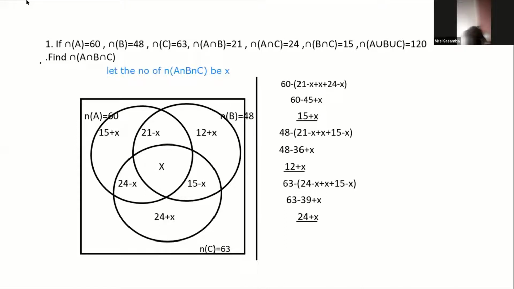Then you also move to the other extreme right, the other intersection, the one which intersects B and C. They've given us that the elements in B and C are 15. Now you've already entered the X, so you need to fill up that smaller region. The total should be 15. Now you deduct those who belong to the 3 sets, leaving us with 15 minus X.